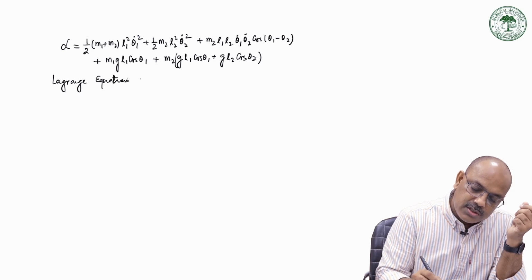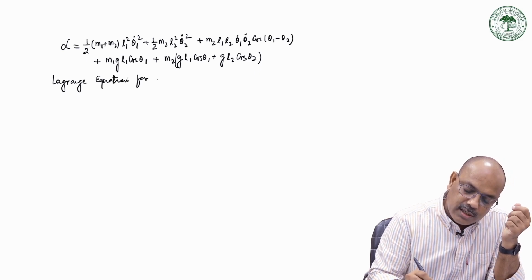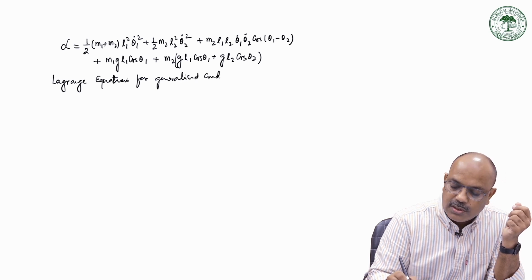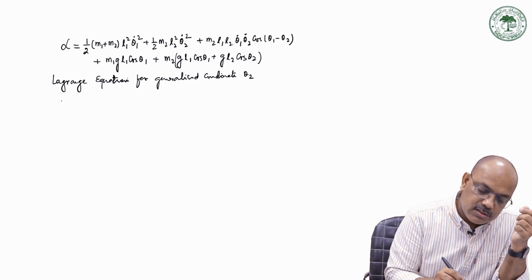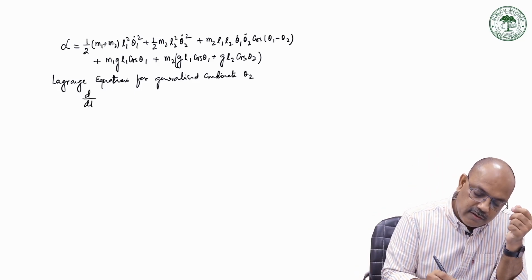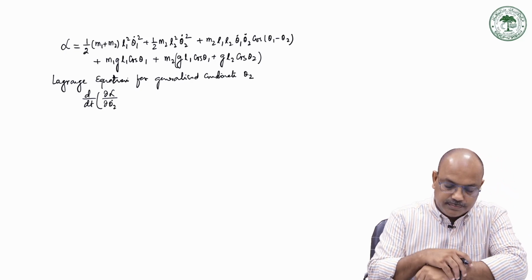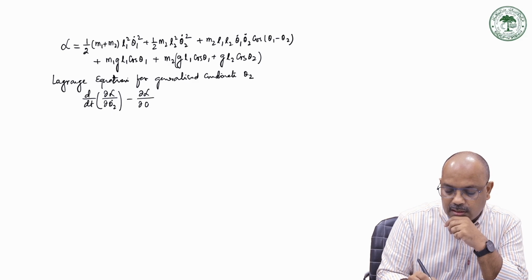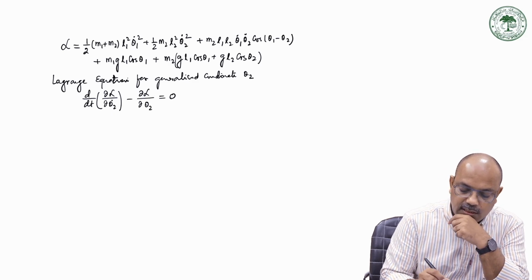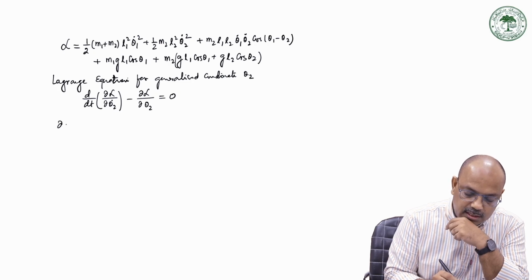So the Lagrange equation for the generalized coordinate, that is theta 2 in our case, is going to be d/dt of delta L by delta theta 2 dot minus delta L by delta theta 2, and this is going to be 0. So now I have to calculate this.